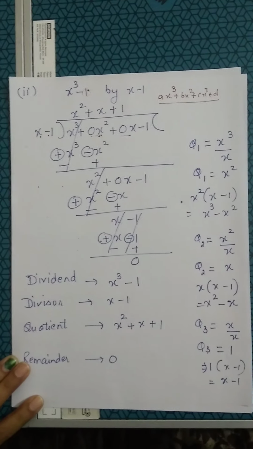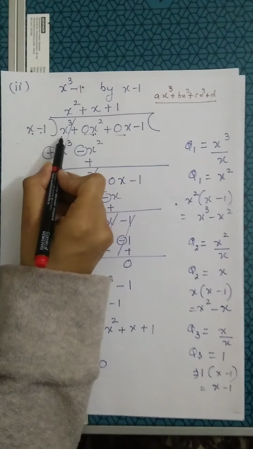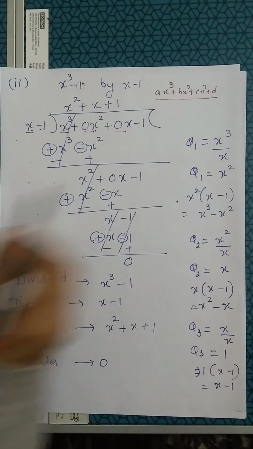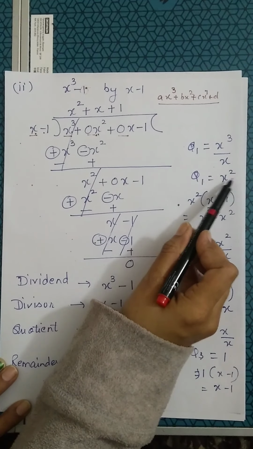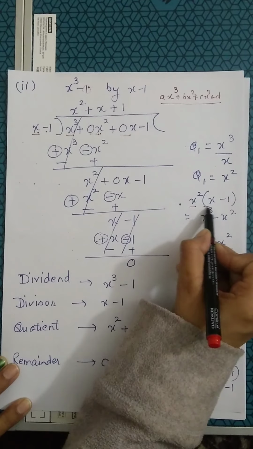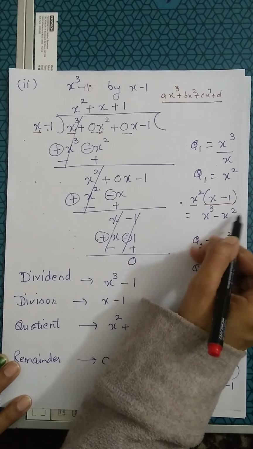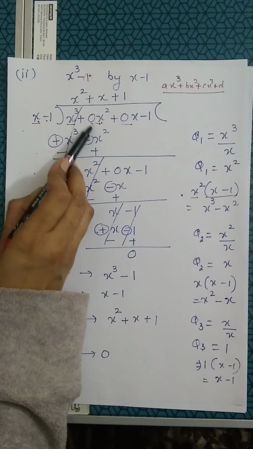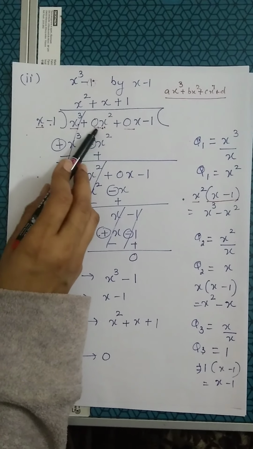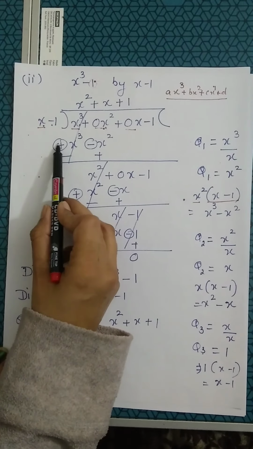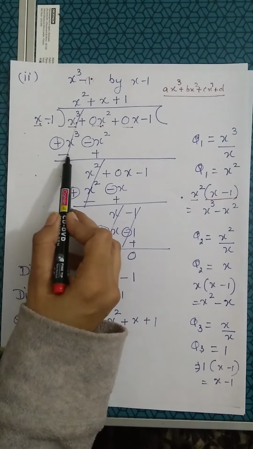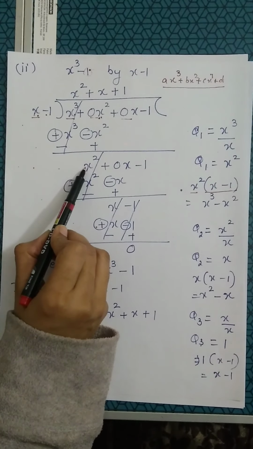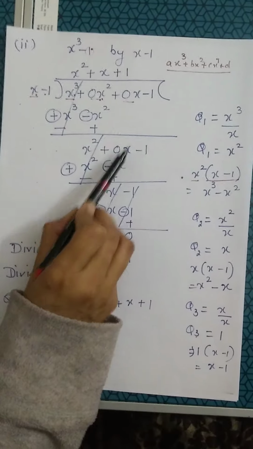Divisor is x minus 1. In order to find the first quotient, I will again take the first term of the dividend, x cube, and the first term of the divisor. I will divide them. Quotient 1 is x square. Now this x square will be multiplied with the divisor. I will get x cube minus x square, writing the like terms below like terms. That's why we need to write 0x square here, so that we can write like terms below like terms. After subtracting, x cube and x cube will get cancelled out. This negative will become plus, so 0 plus 1 will become plus 1x square. 0x will be taken down, minus 1.